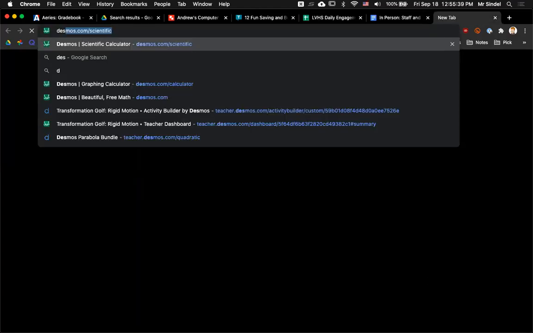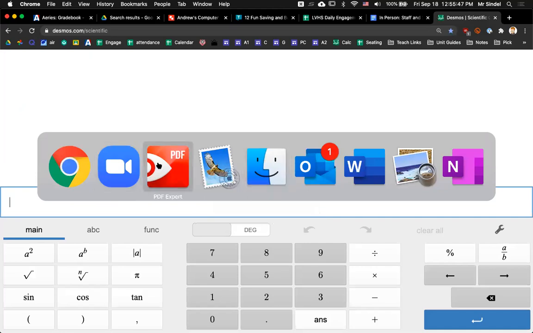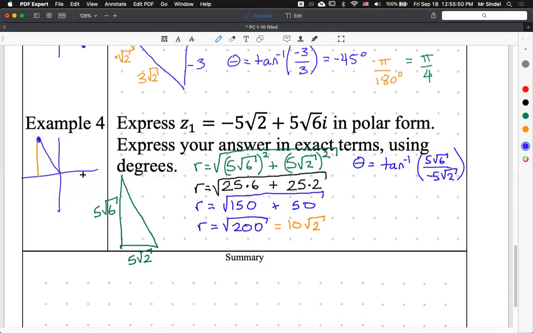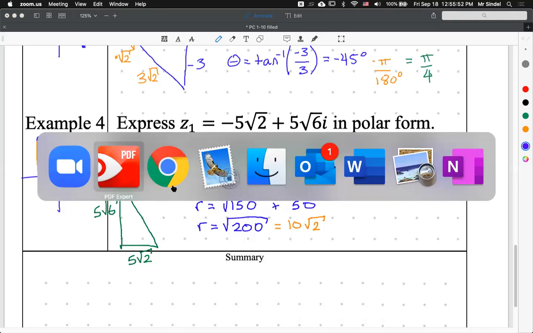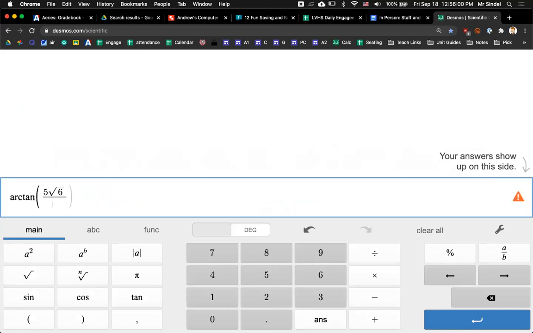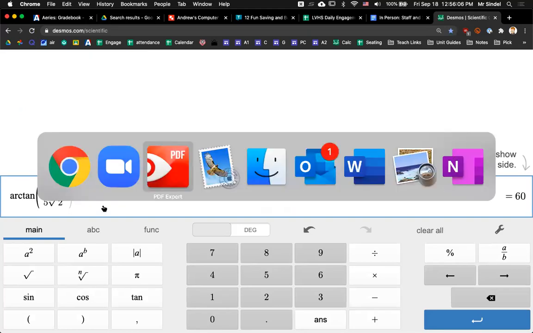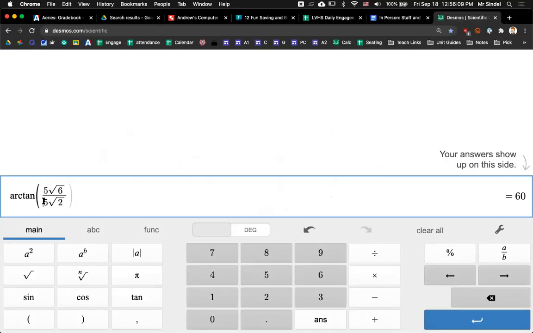And let's go to calculator. Of course it's loading again. I'm going to do, which one was on top? It was 5 square root of 6 on top. Okay, so 5, come on now. So arctangent of 5 square root of 6, and that's all going to be divided by 5 square root of 2. Oh man, I'm blanking. Okay, and then it was a negative on the bottom.